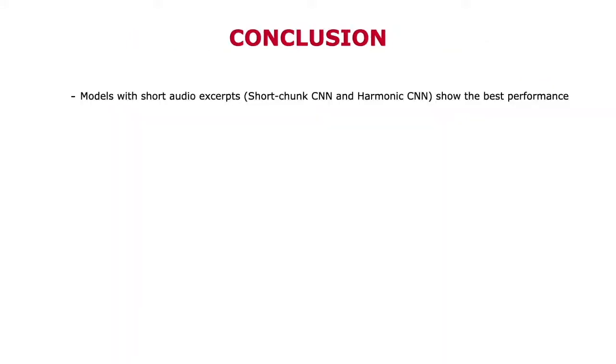So here's our conclusion. Models with short audio excerpts, such as short-chunk CNN and harmonic CNN, show the best performance. This means sequence-based models with longer audio inputs need to be improved more. Harmonic CNN shows better generalization ability than other models. Since it keeps harmonic information through its channels, it seems to better generalize than Mel spectrogram-based models.